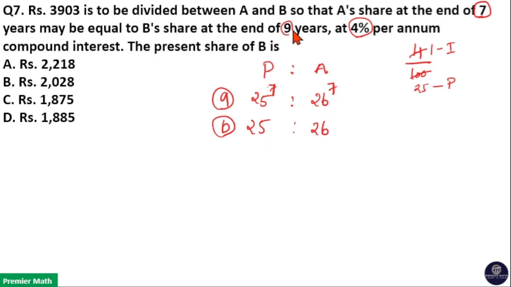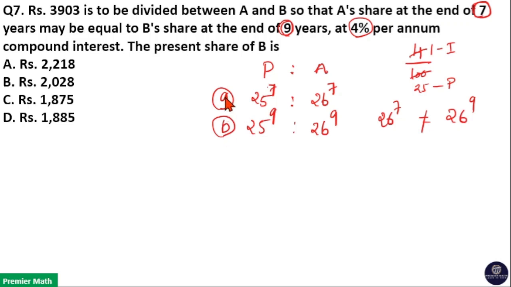And the number of years of B is equal to 9 years. So 25 raised to 9 parts of B as principal and 26 raised to 9 parts of B as amount for B. Now, you can see the amount at the end of 7 years is equal to the amount at the end of 9 years. That is 26 raised to 7 parts of A equal to 26 raised to 9 parts of B. But here this is not equal.